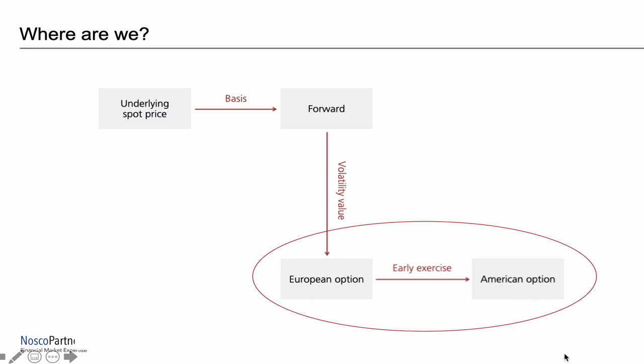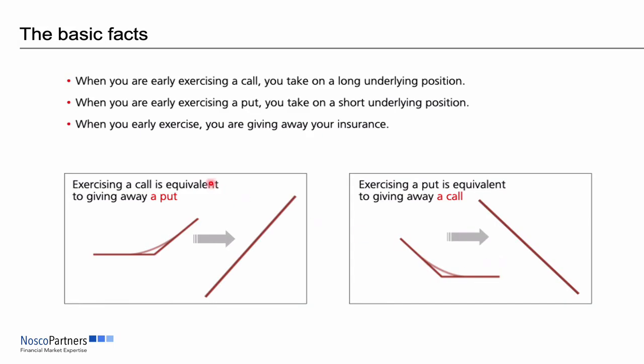Very important, never forget the relationship between European options and American options. An American option is nothing else than a European option plus a feature. This feature is the feature to early exercise. That means everything we learned about European options is also true about American options, except they have a bit more value because they offer a bit more flexibility. The very basic facts.